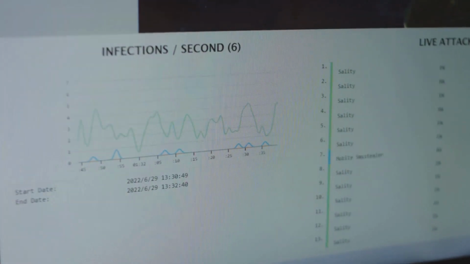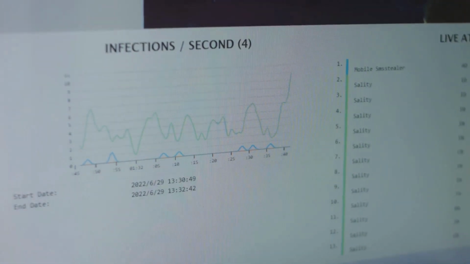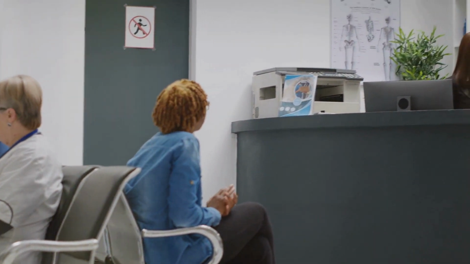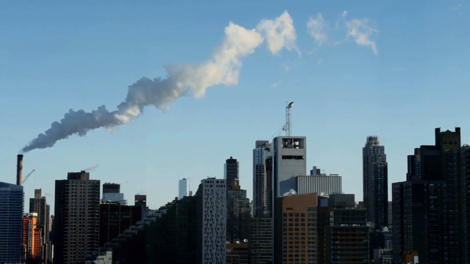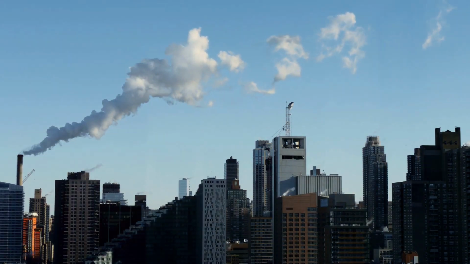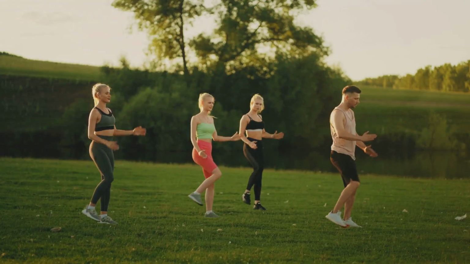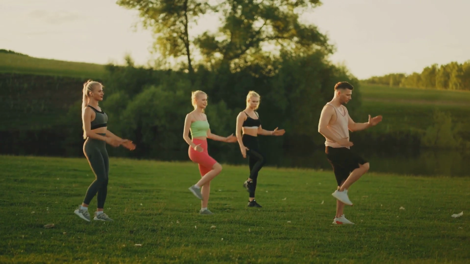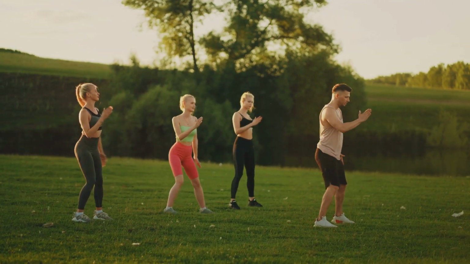One of the most concerning aspects of chronic diseases is their increasing prevalence. More and more people are being diagnosed with these conditions every year. This rise is linked to factors like aging populations, unhealthy lifestyles, and environmental factors. The good news is that many chronic diseases can be prevented or managed effectively with early detection and lifestyle changes.